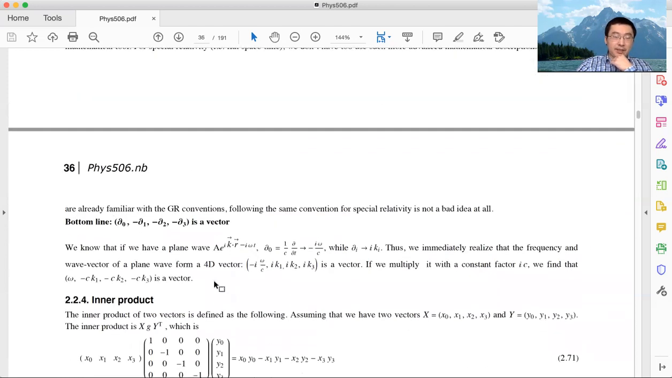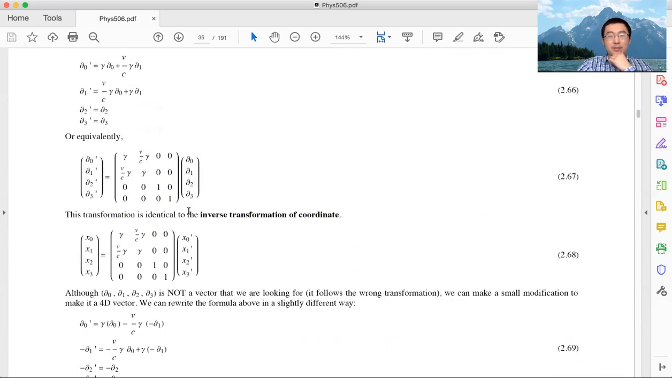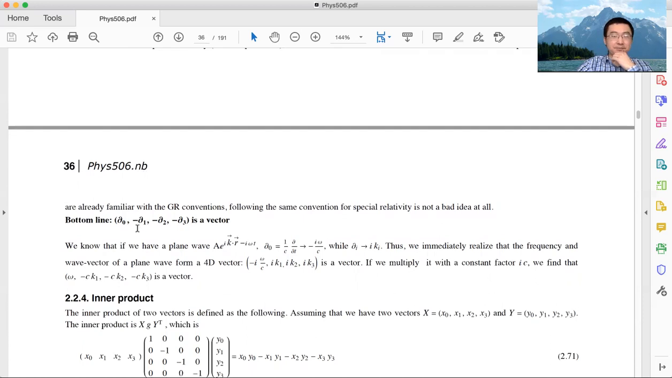So the bottom line, nevertheless: the partial derivative, if we introduce the minus sign, will be a vector, same as our coordinate. This is the so-called contravariant vector derivative. And if we write down the derivative without the minus sign, this is the so-called covariant derivative. The contravariant derivative behaves like vectors, as we say. The covariant one is also like a vector, but the transformation has a minus sign in the velocity. It's an inverse transformation.